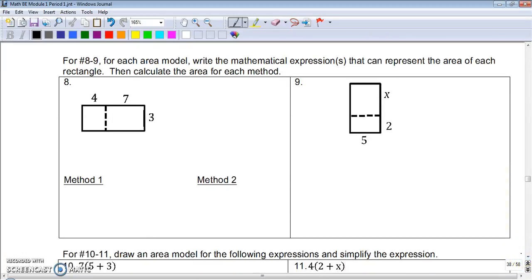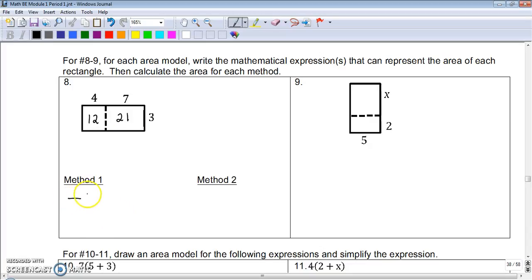The last page of the review, we're going to look at these area models. It says for each area model, write a mathematical expression that can represent the area of each rectangle, and then calculate it. And so remember, sometimes it's helpful to write the areas inside. So 3 times 7 is 21, and 3 times 4 is 12.